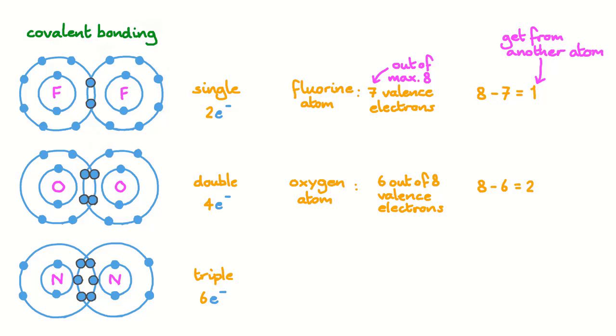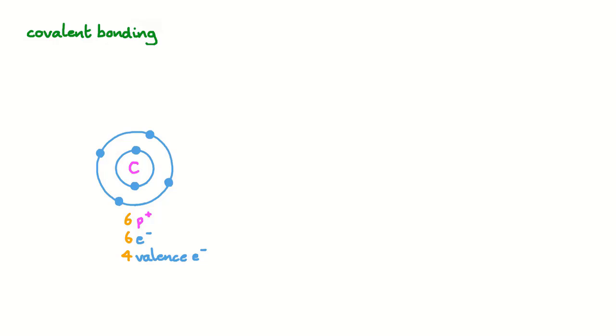to fill it. And an atom of nitrogen has only 5 out of the maximum of 8 valence electrons, so it needs to form a triple bond, a double and a single bond, or 3 single bonds to fill its outer shell. Meanwhile, a carbon atom has 4 electrons in its outer shell. So we'd expect a carbon atom to form a total of 4 bonds in order to fill its outer shell.